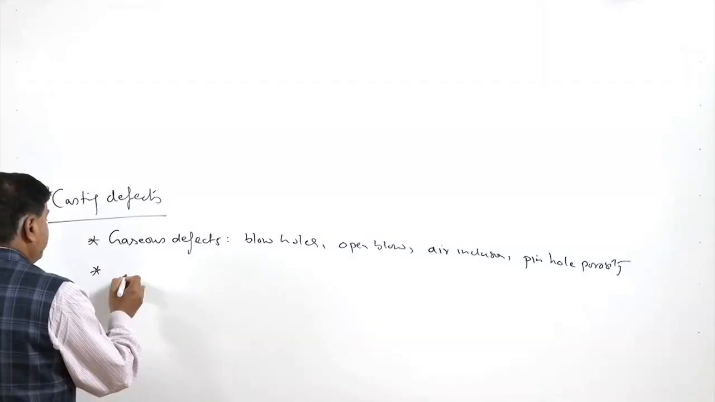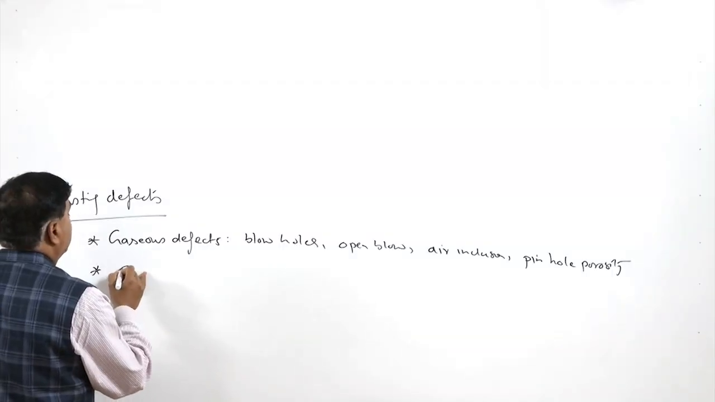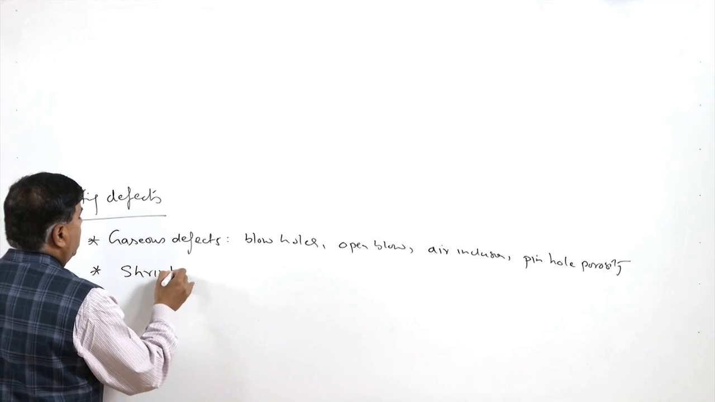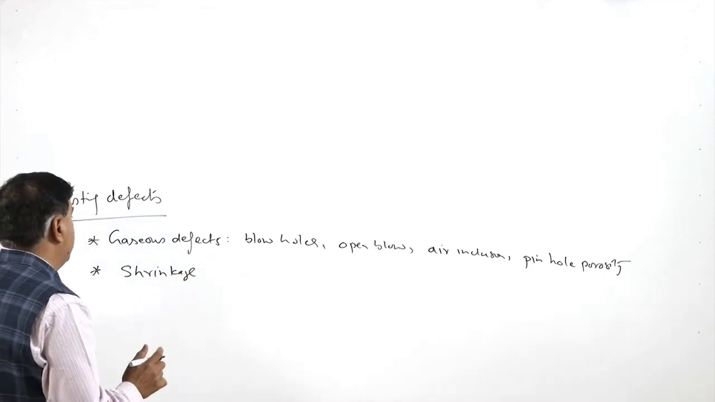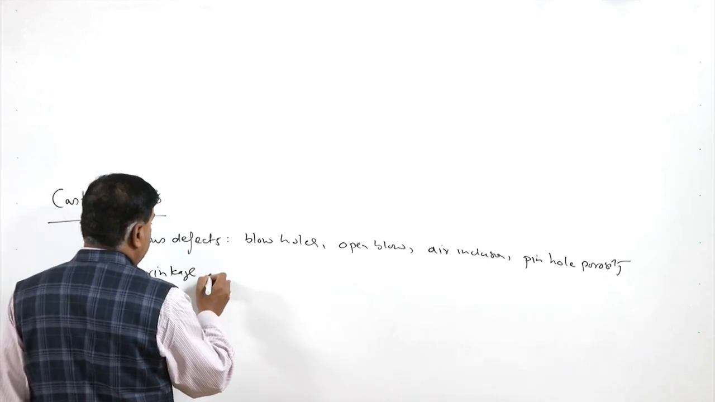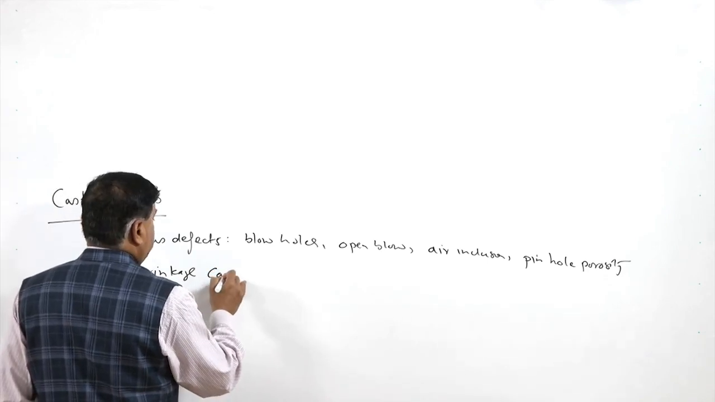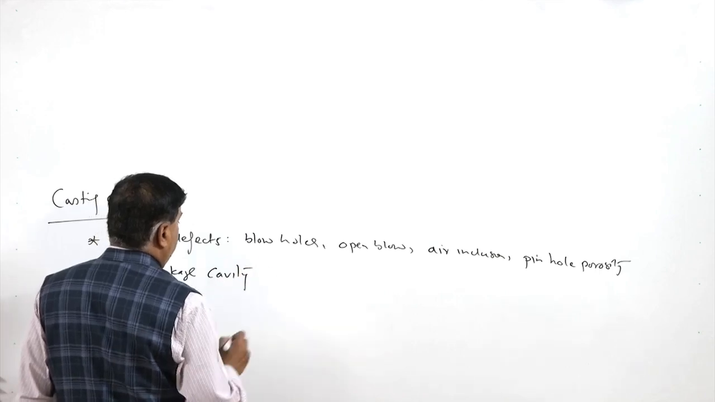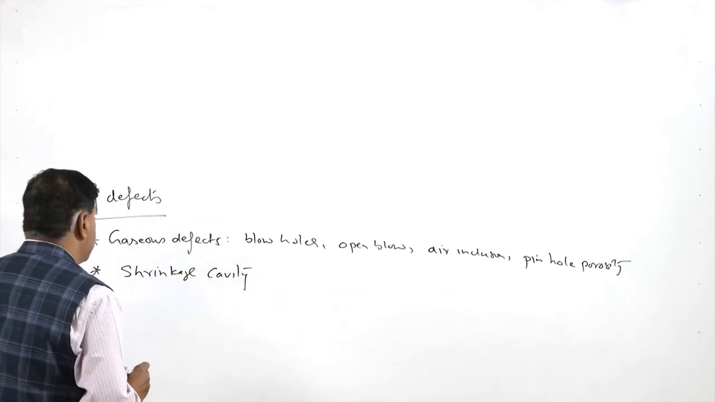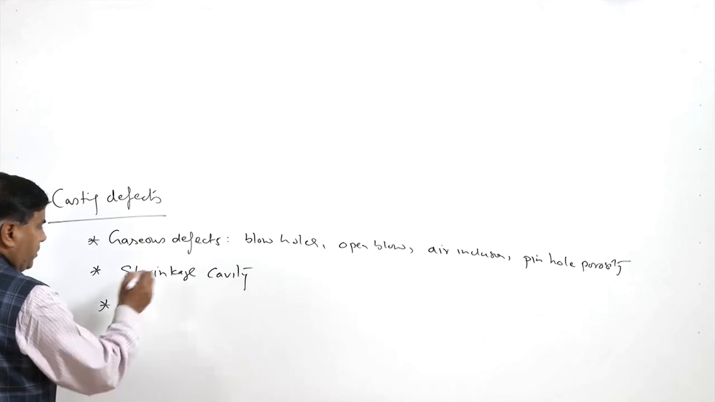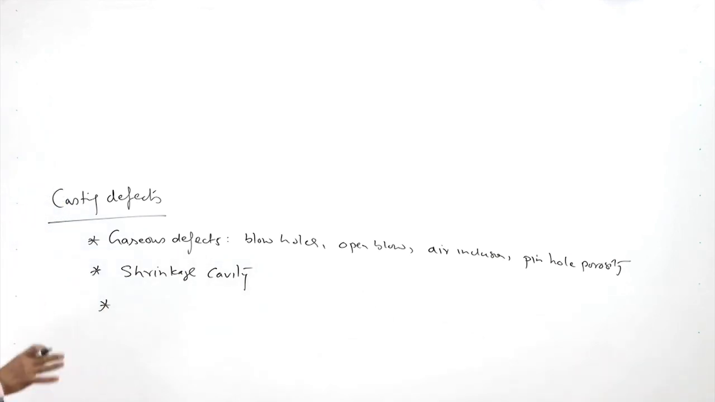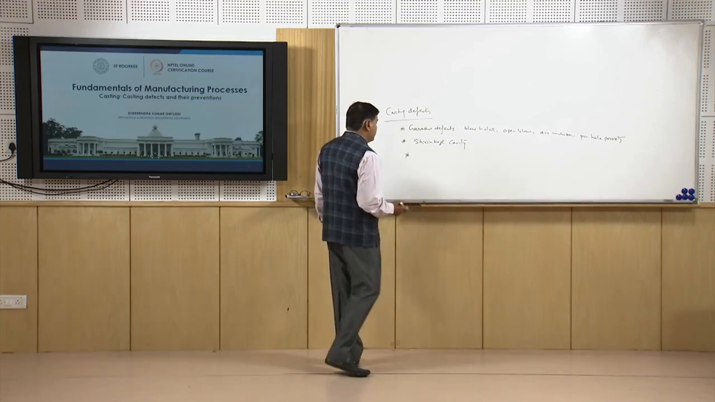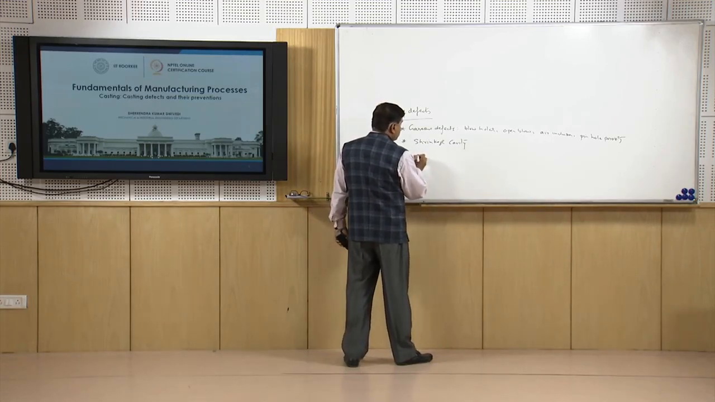Another is the shrinkage cavities, which happen due to the high volumetric contraction of the molten metal in course of solidification. So, shrinkage cavity occurs due to the contraction of the metal in course of the transformation from the liquid to the solid state.